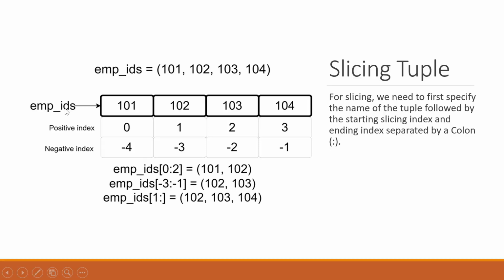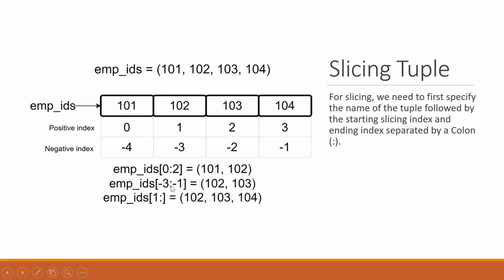Here we have defined these employee IDs. If we slice our tuple from index 0 to 2, then these two values will be returned. 101 is the element at index 0 and 102 is the element at index 1, and the element at index 2 will be excluded from the result.